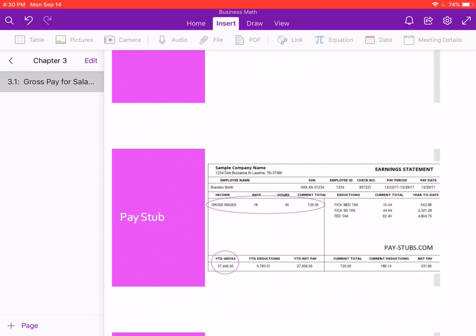So on a pay stub, notice that every pay stub is going to look different. Every company does it a little bit differently, but they all should have the same exact things on it. There will be a part that says gross wages. That's for that specific pay stub. And then there's also a year-to-date, YTD, that just shows you from January 1st up until now what your year-to-date gross is. So this person, you can see that their hourly rate was $18 an hour, worked for 40 hours, and made $720 before anything got taken out.